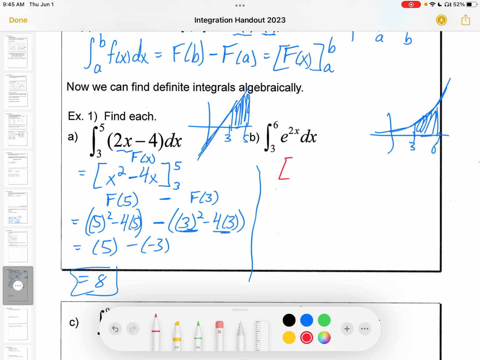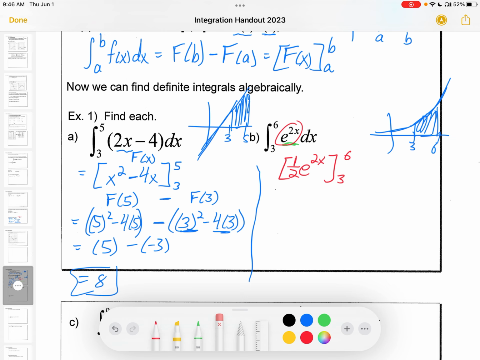So the first thing we do is anti-differentiate. So e to the 2x from 3 to 6. Now, let me just check. Is that really the antiderivative of e to the 2x? If I differentiate this just to check, I'd get e to the 2x times 2. Oh no, that's too big by a factor of 2. So I'm going to have to put a half in front here so that I get the correct antiderivative, the thing that differentiates back to e to the 2x.